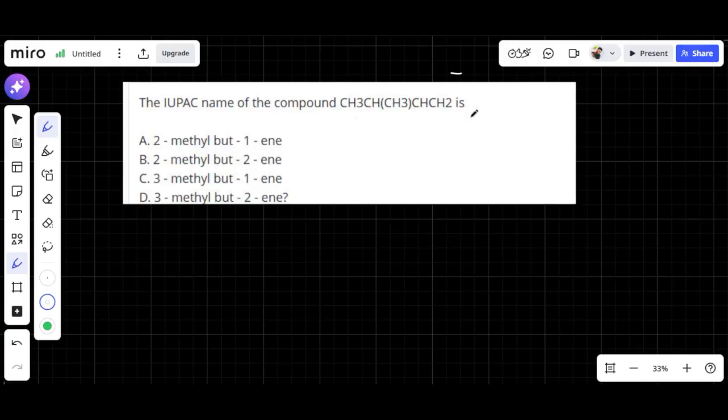So I'm going to be naming an organic compound that I seem to have stumbled on in my school NG. Now they said the IUPAC name of the compound CH3 CH3 CH2 is. So first you need to confirm what's going on here. What kind of functional group is going to be here? So you need to draw out the structure of this compound.